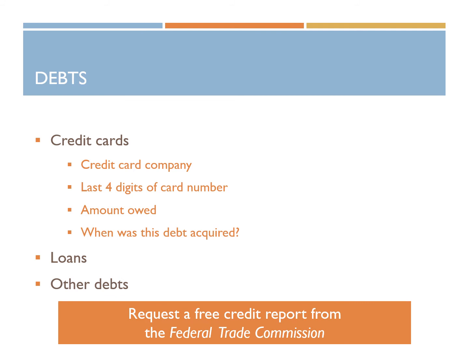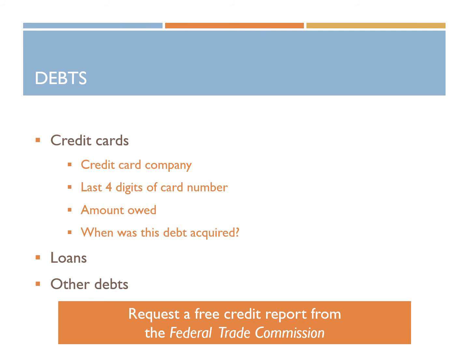If you feel like you can't remember all the debts that you owe, you can request your free credit report through the Federal Trade Commission. If you are asked to pay money to get your credit report, you are not on the correct website. Be sure to go to the government website. Again, you need to be specific when listing your debts.